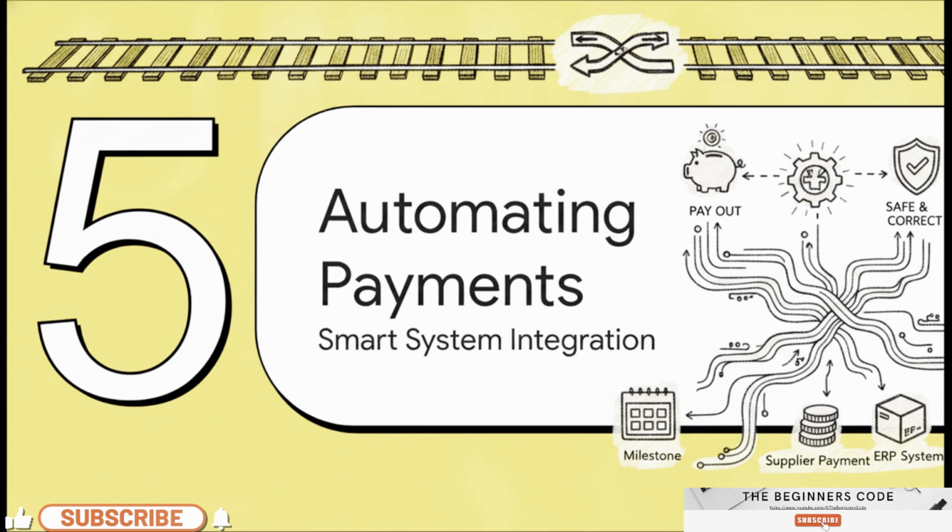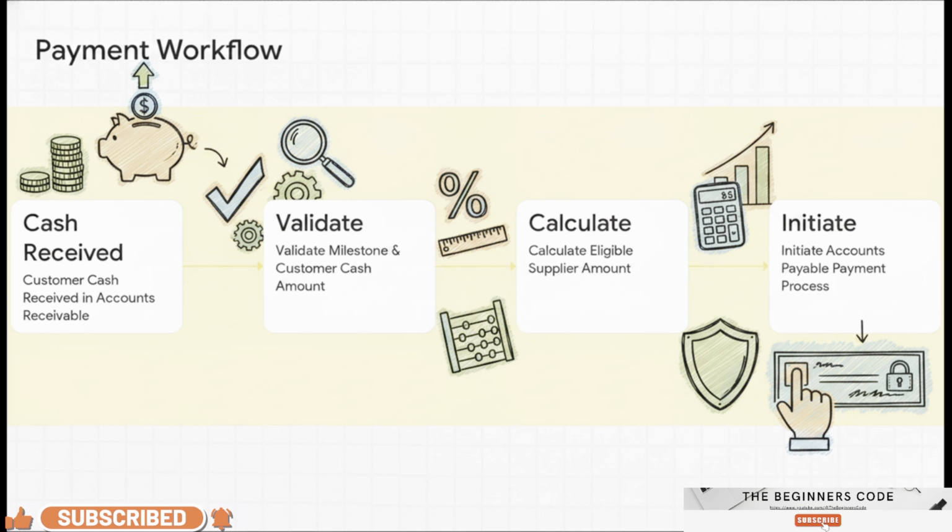Finally, Part 5, Automating the Payment Trigger. To keep your cash flows safe, instead of a direct blind link, you implement an integration workflow that acts as an automated security gateway. Step 1 acts as the trigger. The system waits patiently for the actual cash to hit accounts receivable. Step 2 is the bouncer. It validates that the cash received is specifically for the milestone in question.